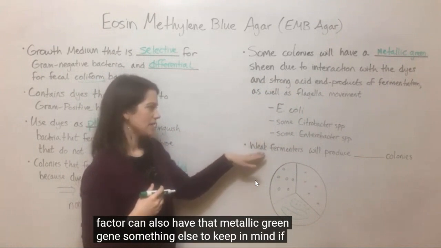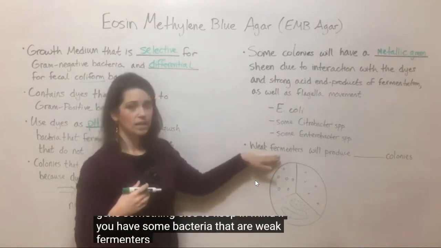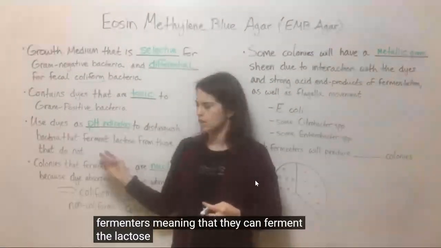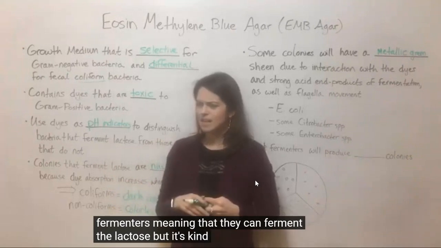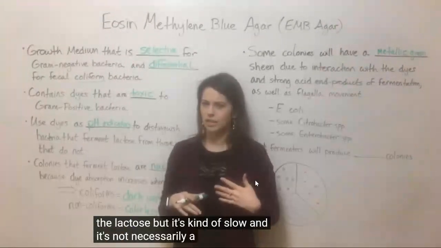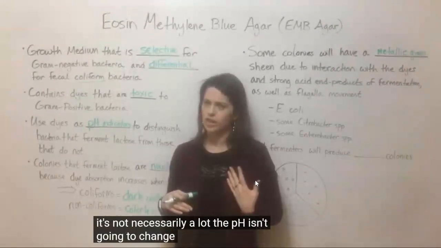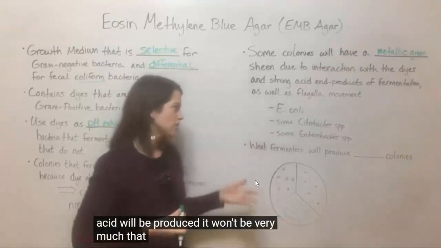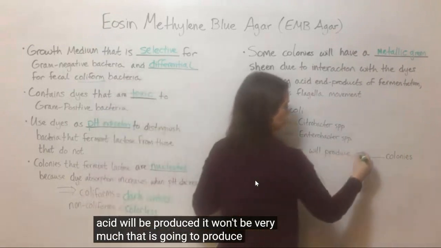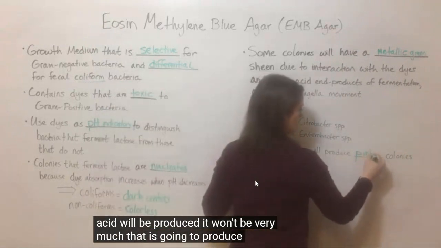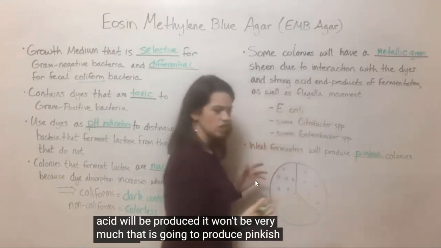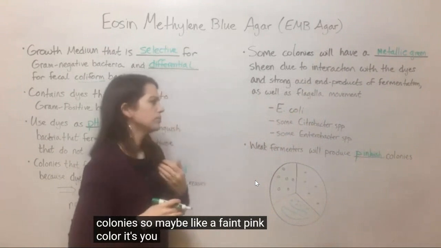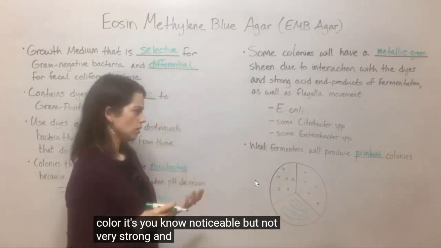Something else to keep in mind is that if you have some bacteria that are weak fermenters, meaning that they can ferment the lactose, but it's slow and it's not necessarily a lot, the pH isn't going to change as much because while acid will be produced, it won't be very much. That is going to produce pinkish colonies, so maybe a faint pink color that's noticeable but not very strong.